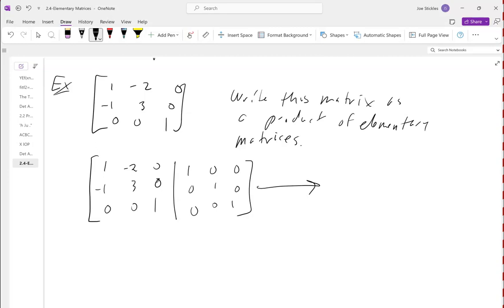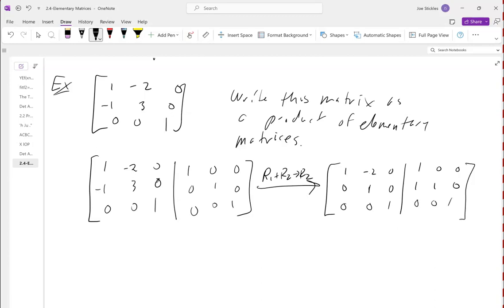Okay. What should we do first? Good. Row 1 plus row 2, replace row 2. We get a 0, add down, we'll get a 1, a 0, and then a 1, 1, 0 there. And the third row doesn't change. It's a pretty short example. We'll do hopefully a longer one here in a minute. We're almost there.